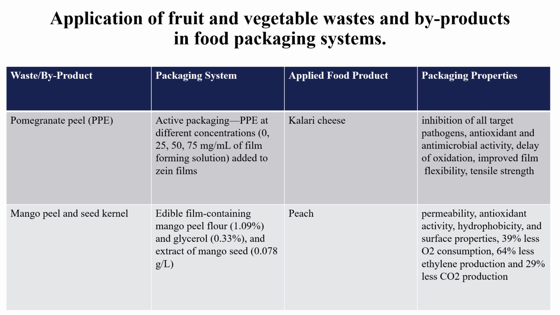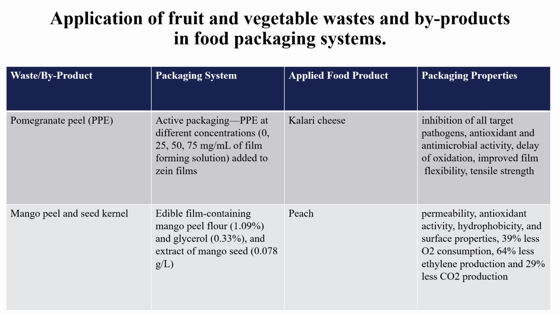The pomegranate peel is used in different concentrations, as we see in this table, and added to zein films, and these films are used to protect Kalari cheese. The packaging properties of this pomegranate peel include inhibition of pathogens, antioxidant properties, antimicrobial properties, delay of oxidation, flexibility, and tensile strength, which means this packaging material is very effective in protecting the food product.